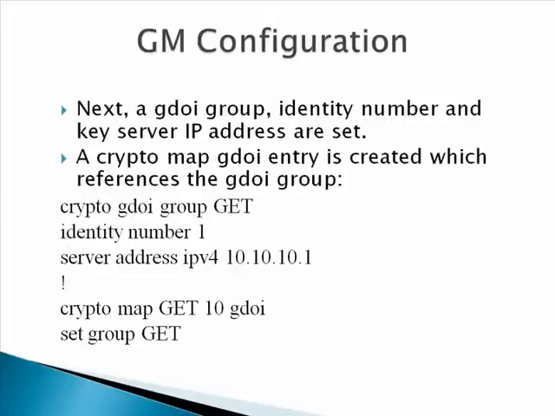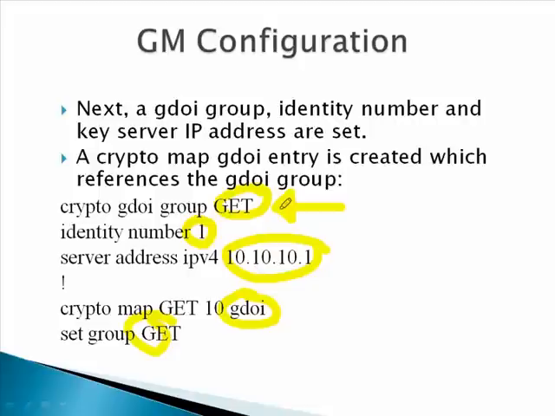Okay, here's the actual client configuration. Similar to the server, you're going to do a group. I called mine get, identity number 1, set up my server address. Instead of being local, I point at the key server address that I configured earlier. So there's my GDOI setup. Then I create a crypto map with a type of GDOI, and I set my group as get. That's this group right here.